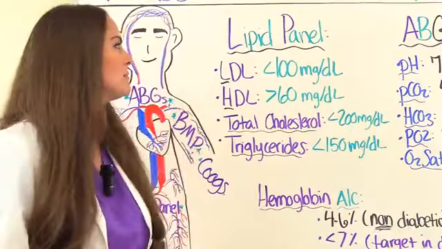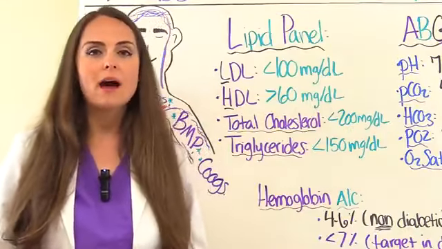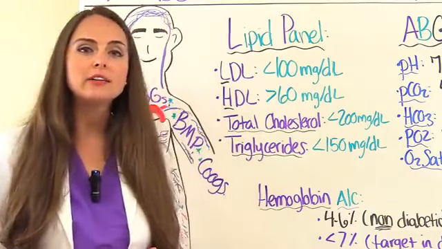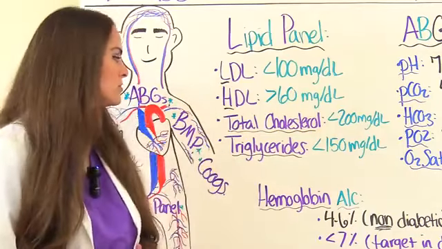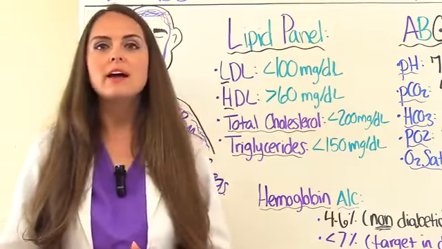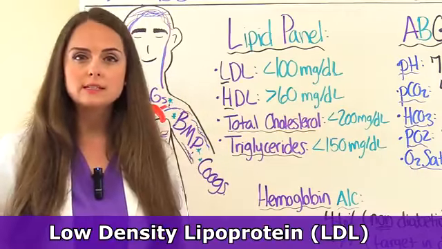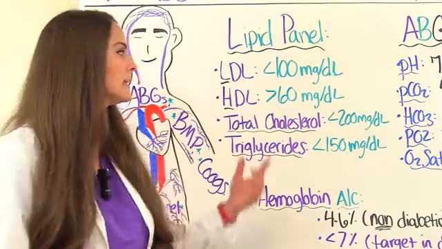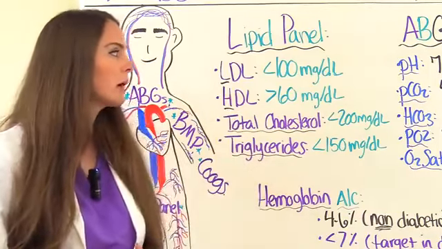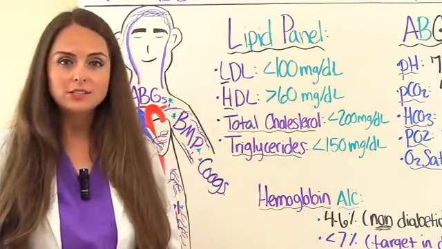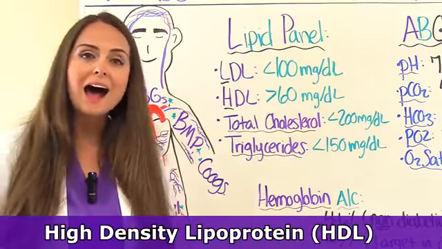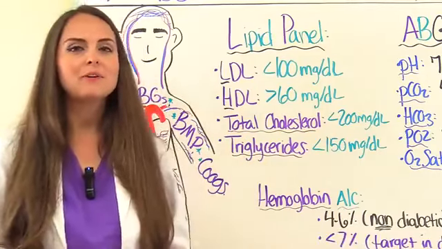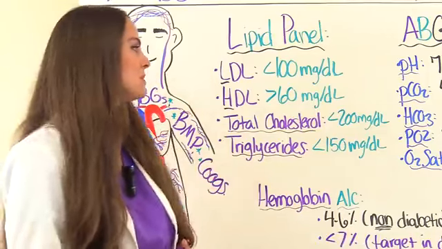Now let's look at the lipid panel. This test is going to tell us about our patient's risk for cardiovascular disease, and it's going to look at the LDL, the HDL, the total cholesterol, and the triglycerides. So LDL, this stands for low density lipoprotein, and we want this value to be low. So we want it to be less than 100 milligrams per deciliter. Now the HDL, which stands for high density lipoprotein, we want this number to be high, and we want it greater than 60 milligrams per deciliter.